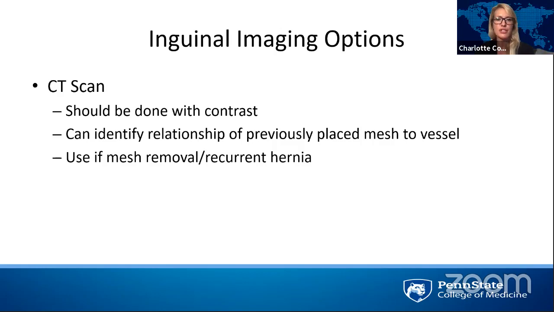In this case, as I had mentioned previously, they should be done with contrast just because the mesh tends to be closely related to some of the important vessels. And so you can get a really good idea of where that mesh is and then decide the best way to approach it. Sometimes it's easier to approach these open versus a laparoscopic approach.